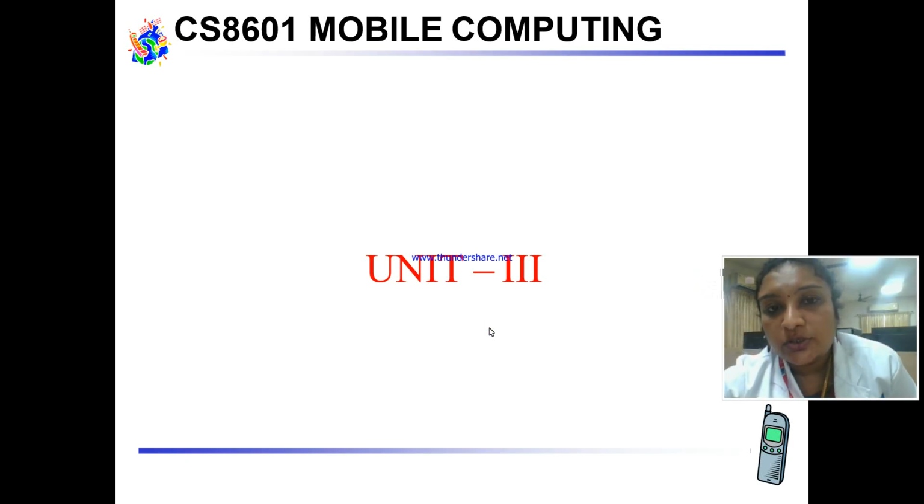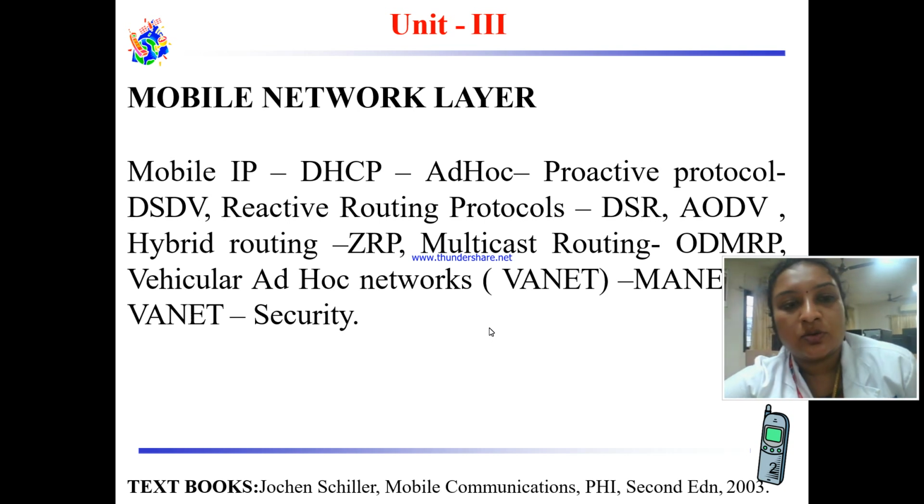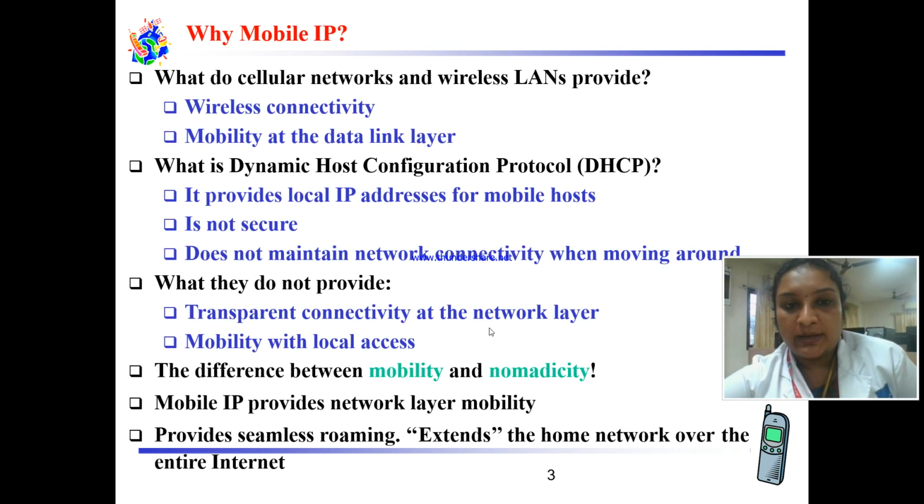Today we are going to see about Unit 3. In Unit 3, we have mobile IP, DHCP, ad hoc networks, proactive protocol DSDV, reactive routing protocols DSR and AODV, hybrid routing ZRP, multicast routing, ODMRP, WANET, MANET, and security and all. So today we are going to see about mobile IP only.